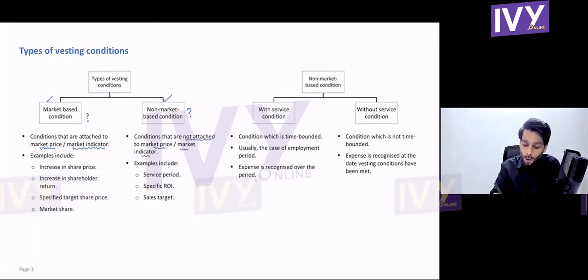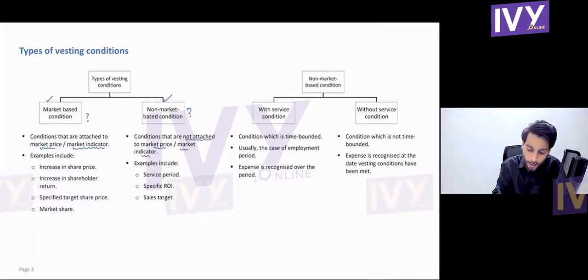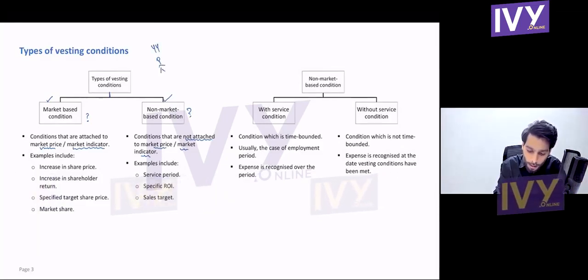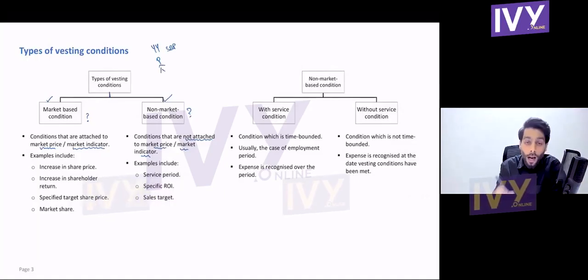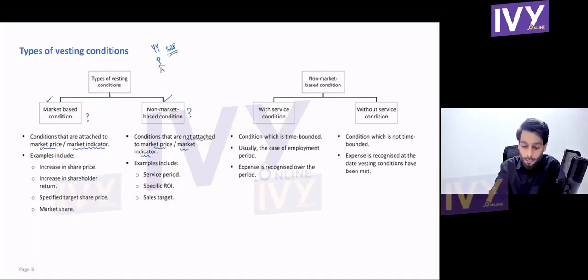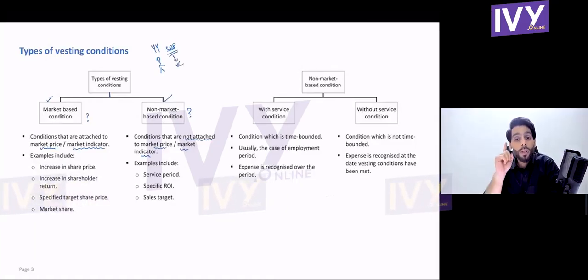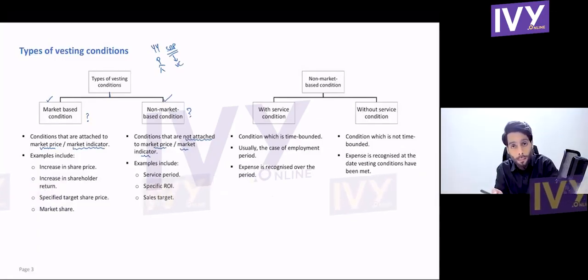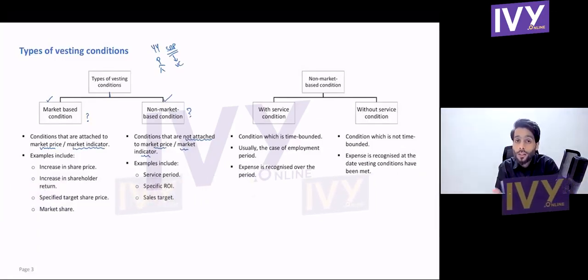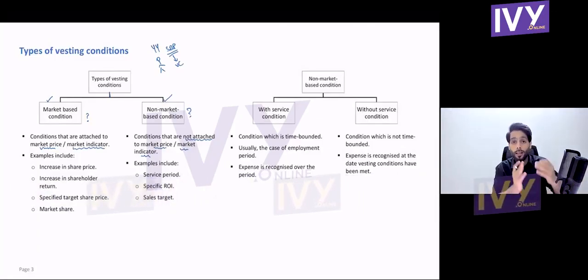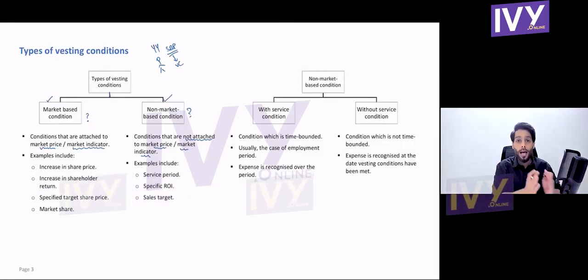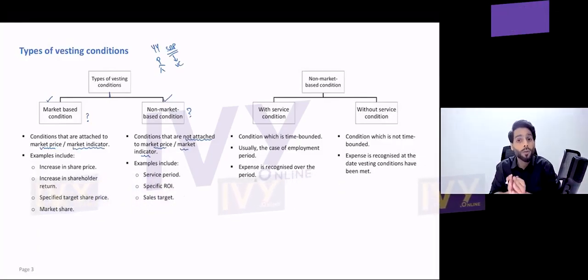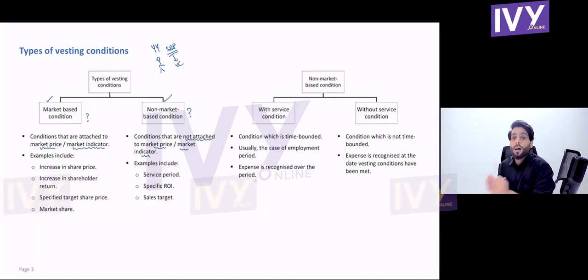All right. So for example, this is YY and he has been offered a share based payment. How will he get this particular share based payment? He will have to fulfill some vesting conditions. Now there can be two types of vesting conditions, either market based or non market based. Market based vesting conditions will be those conditions which are linked to any market factor, and non market based vesting conditions will be those conditions which are not linked to market factor.